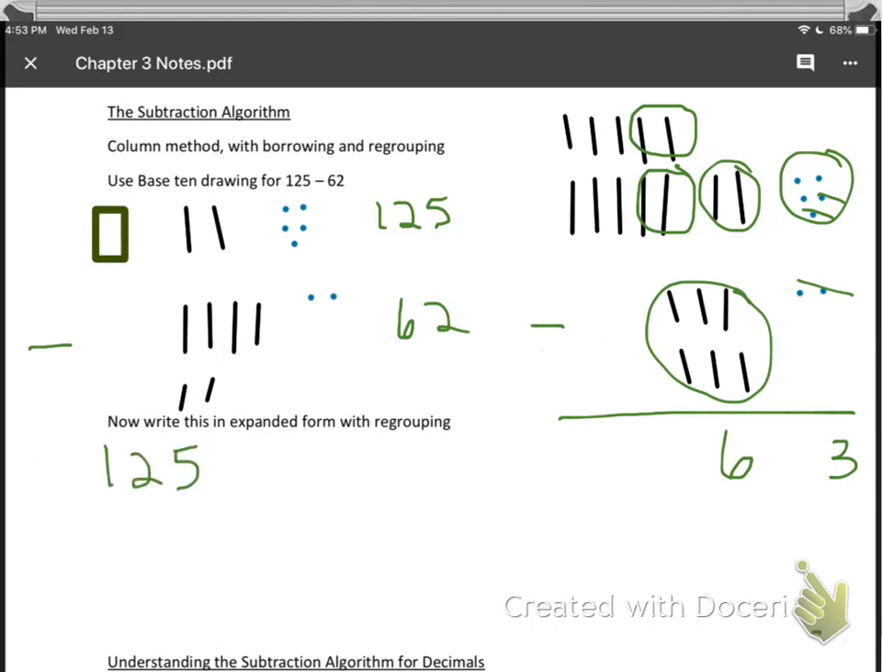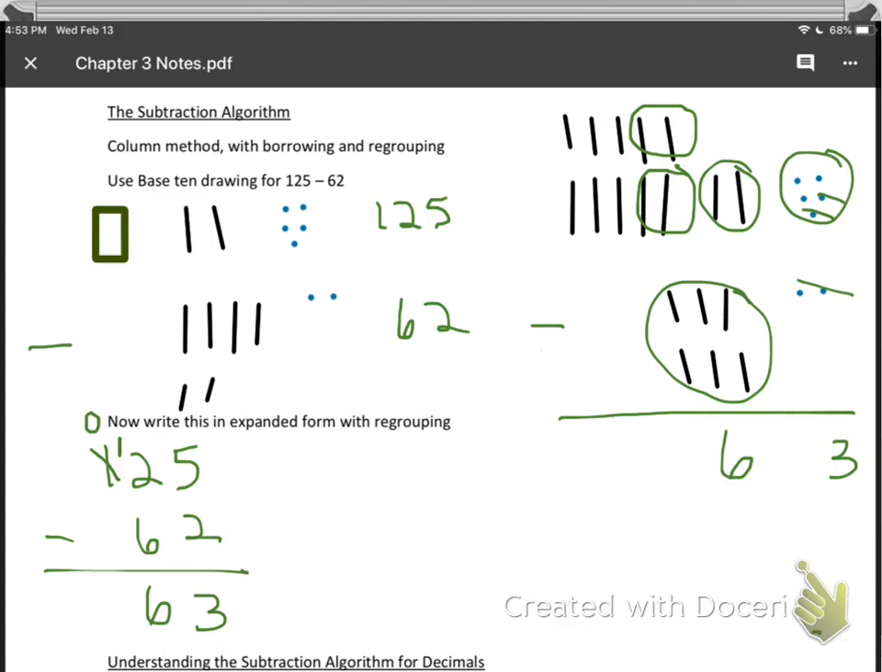If I wrote this out in my column method, 5 minus 2 is 3. 2 minus 6 I cannot do. I'm going to borrow from the hundreds. I'm going to borrow 10 tens, and 12 minus 6 is 6, so the answer is 63. So I'm all set. You can also write this in expanded form, like I did in the previous page.